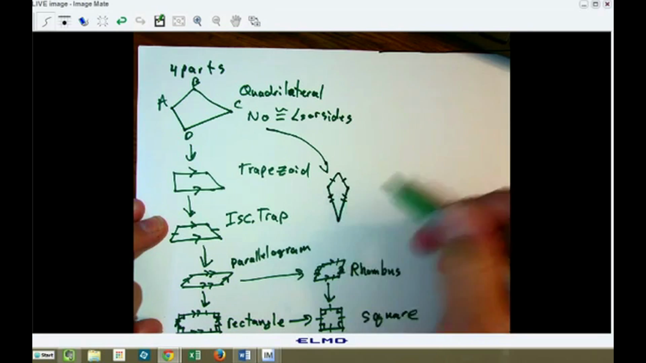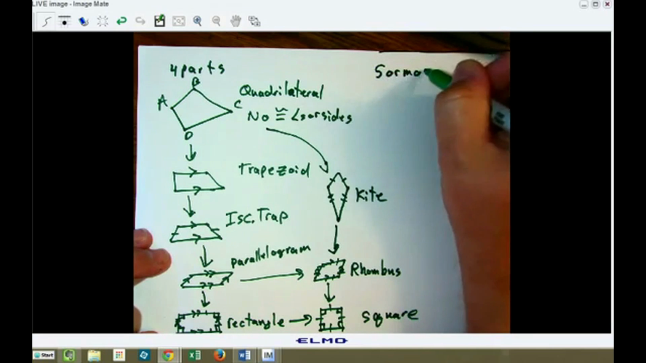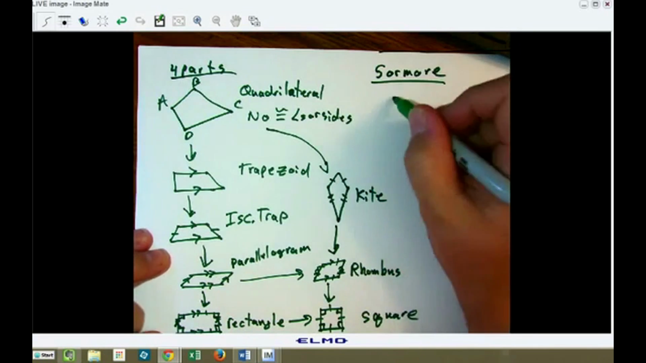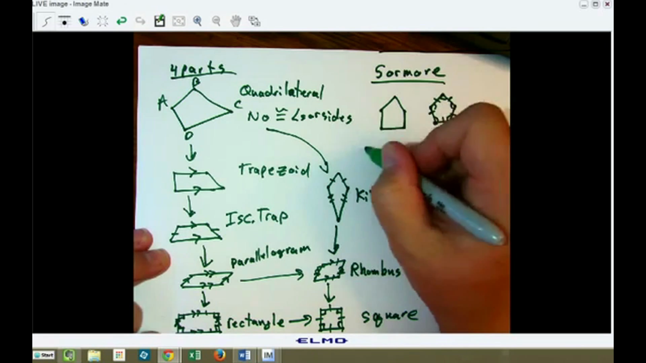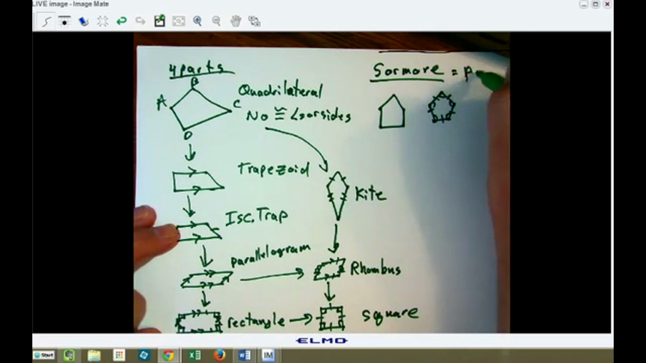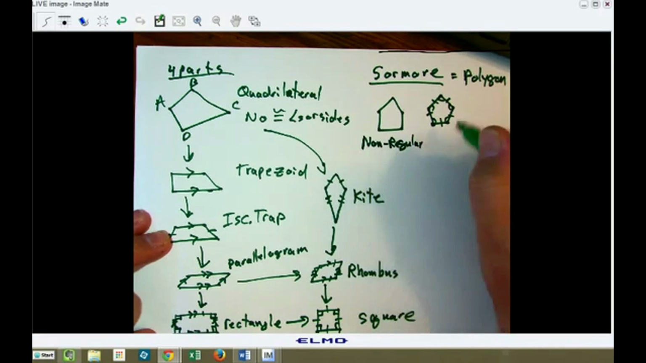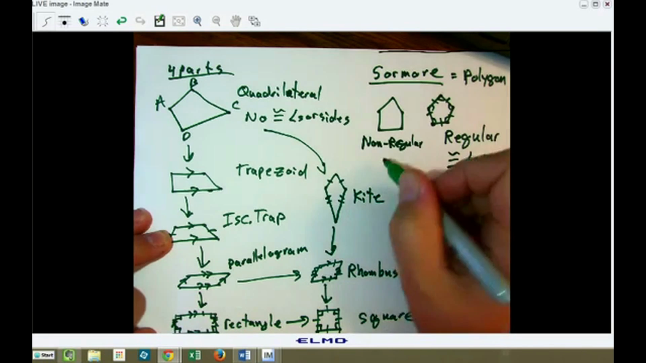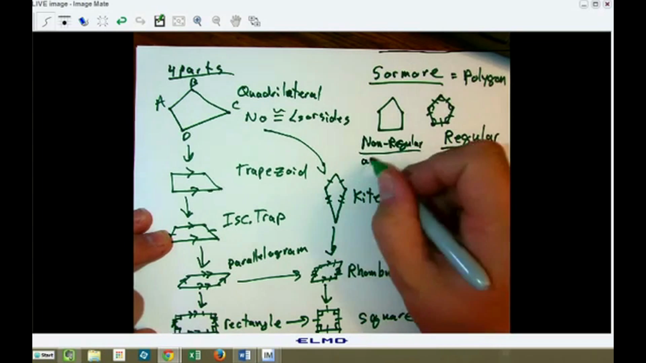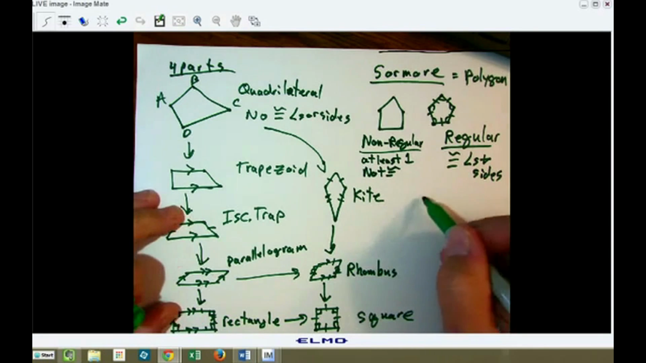But the black sheep of the family is a kite. A kite has two sets of congruent sides that are adjacent. And it would tie back into rhombus. When we start moving to five or more pieces, now we only have two options rather than all these different pieces. It's either non-regular, or it's going to be regular. Non-regular figures don't have all congruent sides and angles, whereas a regular figure has all congruent angles and congruent sides. But in non-regular, at least one has to be different. Not all of them have to be different.